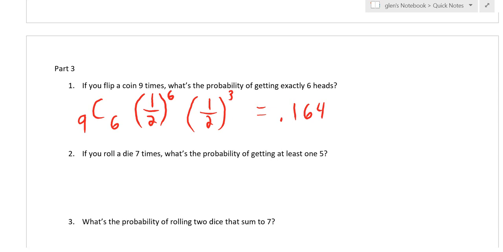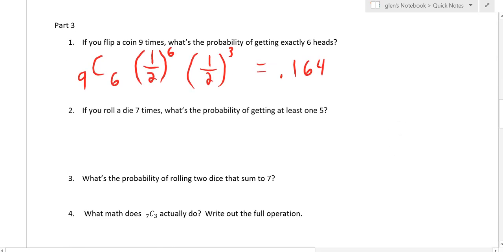Okay. All right. If you roll the dice 7 times, now this is an at least one question. If you want at least one, this is an or situation. You could do getting 1 or 2 or 3 or 4 all the way up to 7. Or you could subtract off the only thing you don't want, which is 0 5s, right? Well, the probability of not getting a 5 is 5/6, and that's going to happen 7 times. We don't want that to happen, so we do 1 minus that. And that leaves all the possibilities of us getting at least one of them.